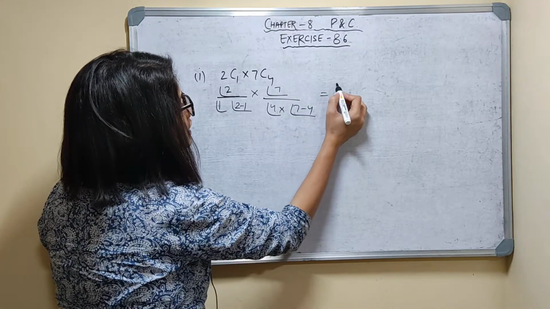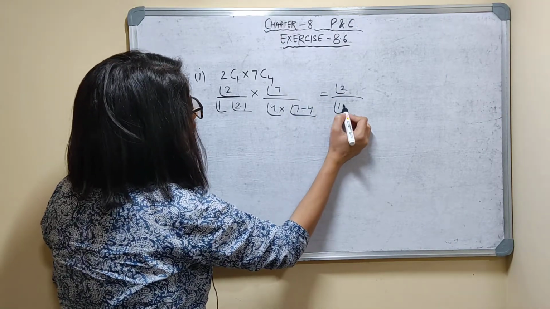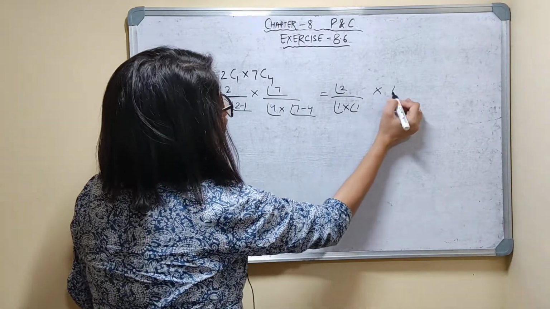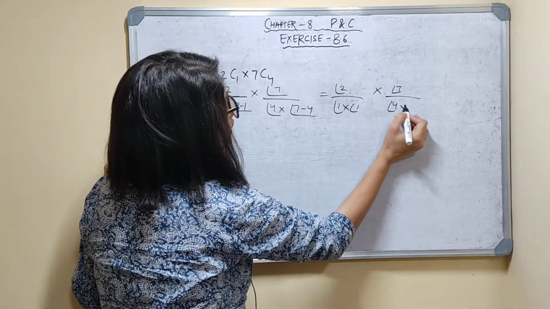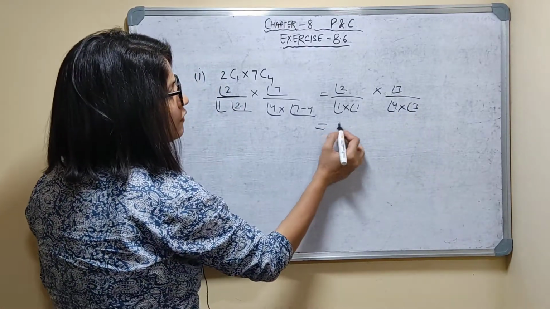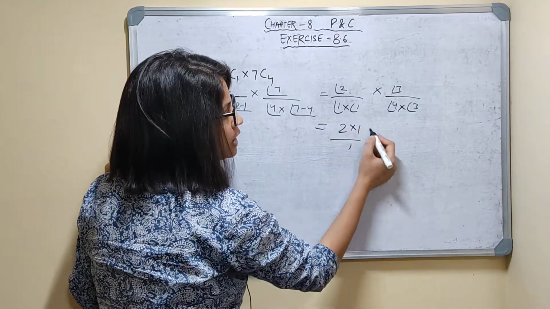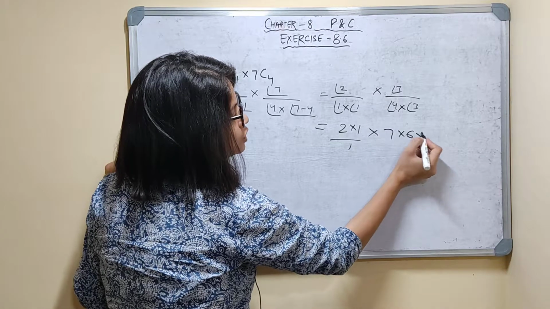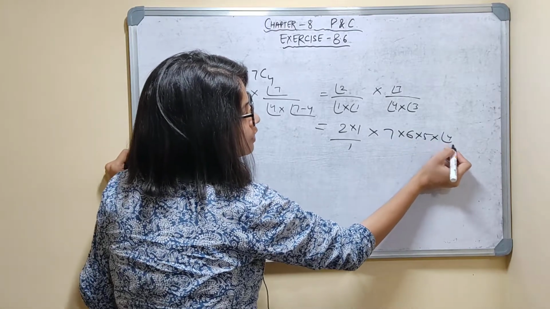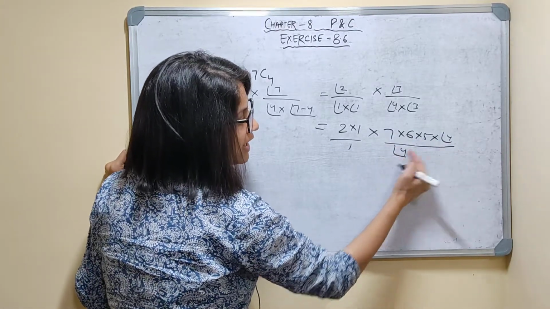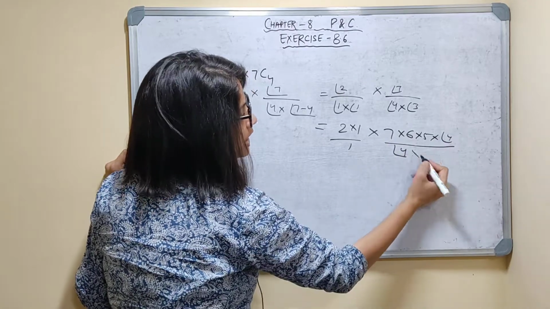So how will you write? Factorial 2 upon factorial 1 into factorial of 1, into factorial of 7 upon factorial of 4 into factorial of 3. How will you solve? Factorial 2 is 2 into 1 upon 1 into 1 factorial, that is 1 only. 7 into 6 into 5 into factorial 4 upon factorial 4. It will get cancelled by this factorial 4 into factorial 3.